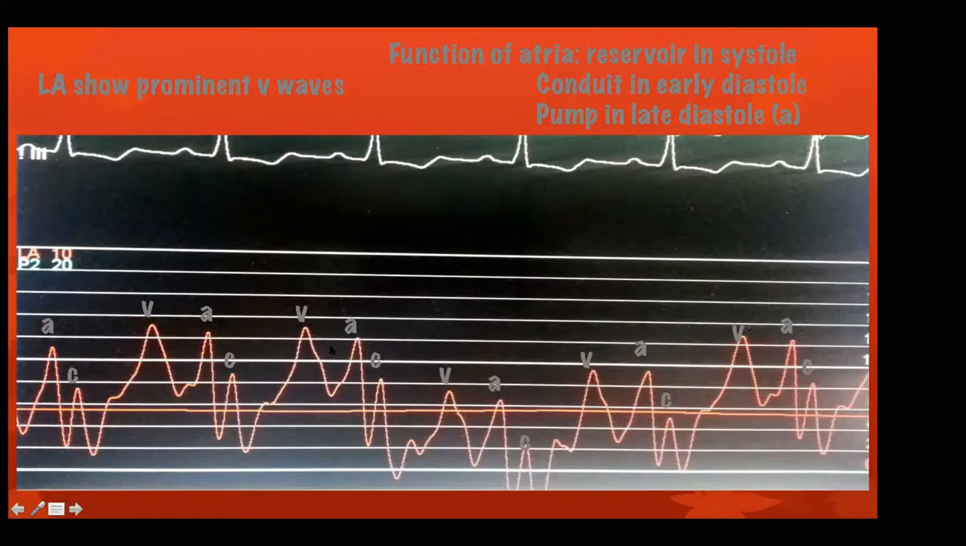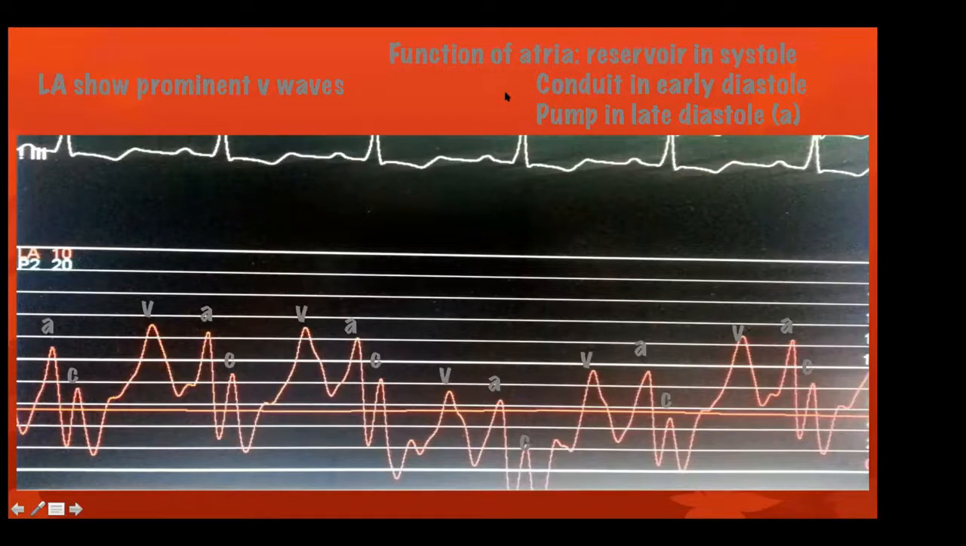Now, in the left atrium, V wave is actually more prominent. A wave is relatively less prominent. Sometimes you will not be able to recognize it because there is also a respiratory variation. But if you look carefully, in general V wave will be more prominent.